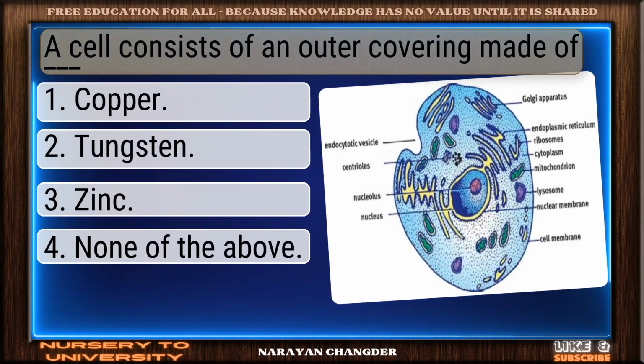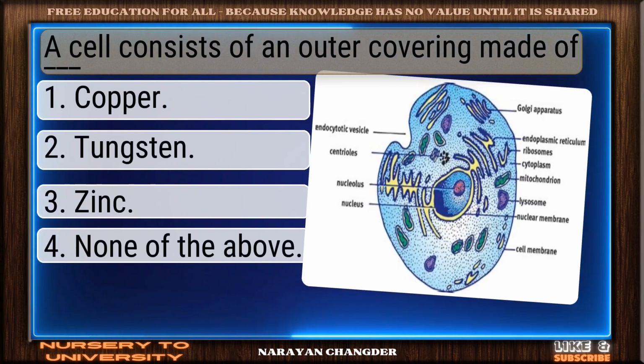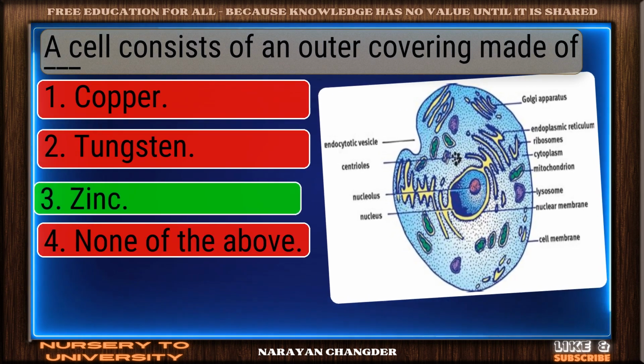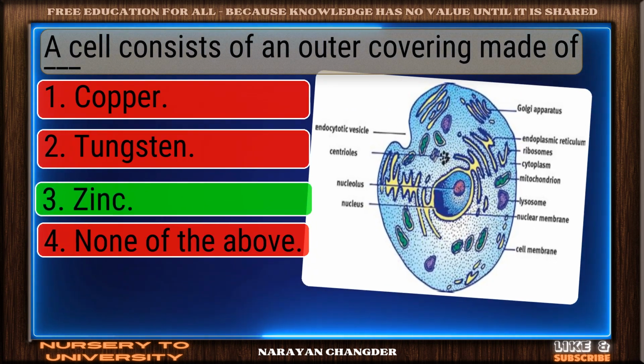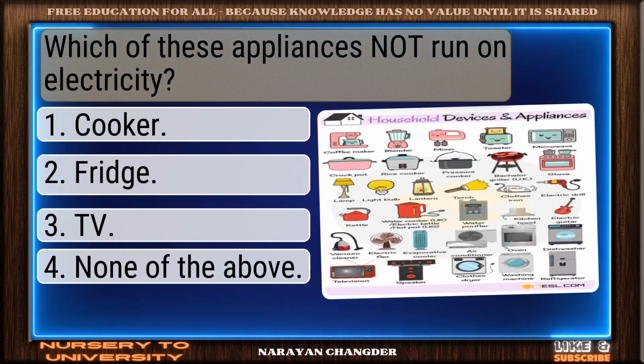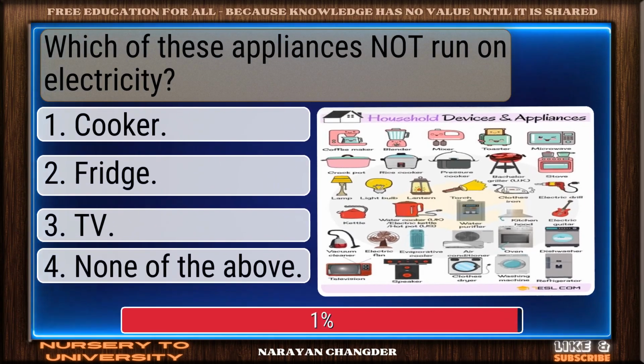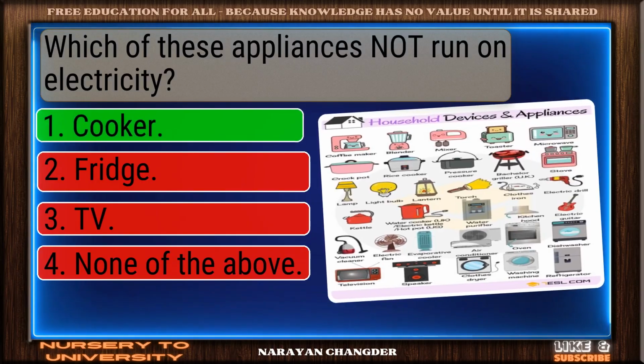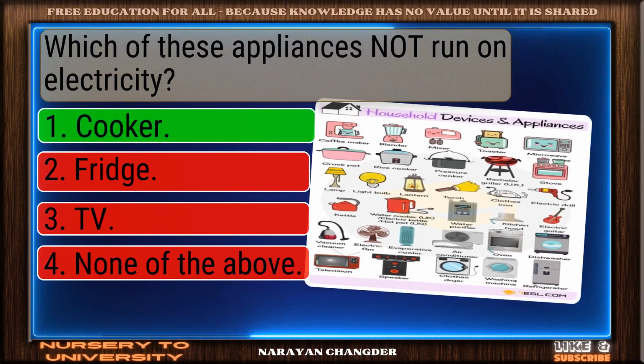A cell consists of an outer covering made of dash. Right choice. Zinc is the best answer. Which of these appliances not run on electricity? Smart move. Cooker is an accurate answer.